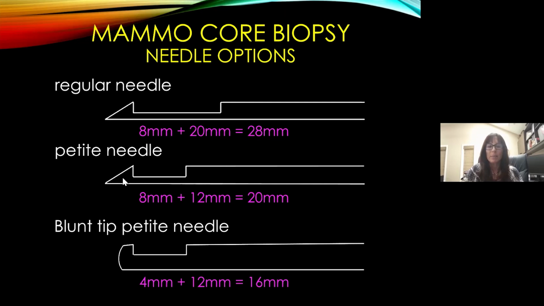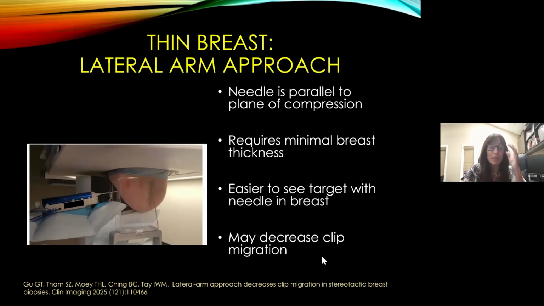In this case, the tip is the same, 8 mm. The trough is only 12 mm, so that a breast that compresses closer to 2 cm still could undergo stereotactic core biopsy or tomosynthesis-guided core biopsy. Furthermore, there may be an option for a blunt tip petite needle where the tip is only 4 mm, the trough is again 12 mm, and so now we're down to 1.5 cm approximately.